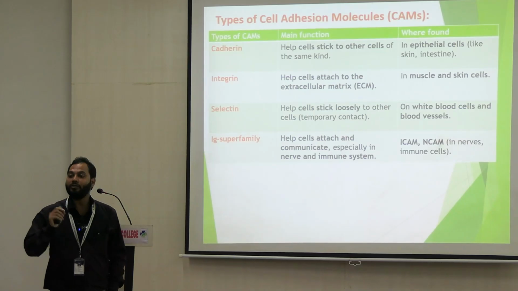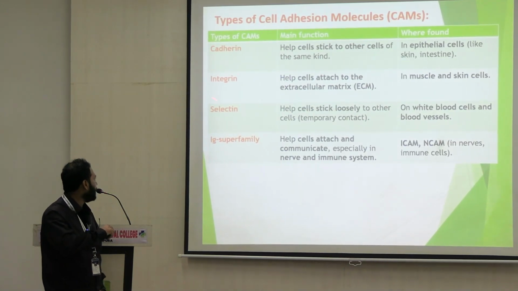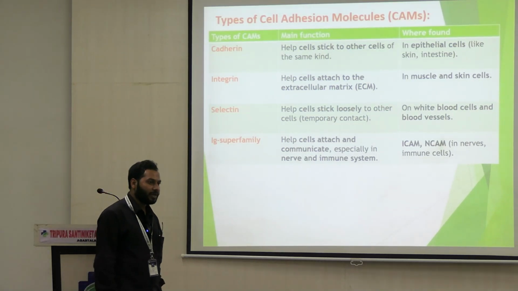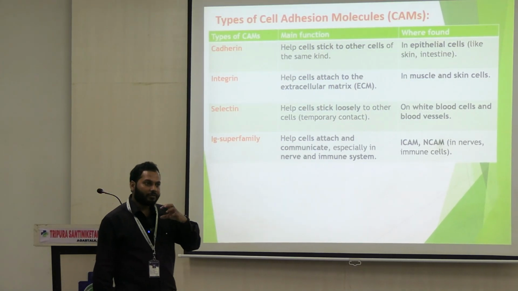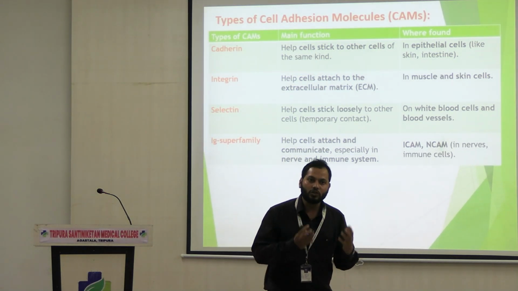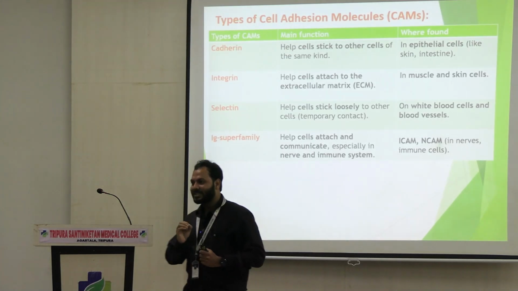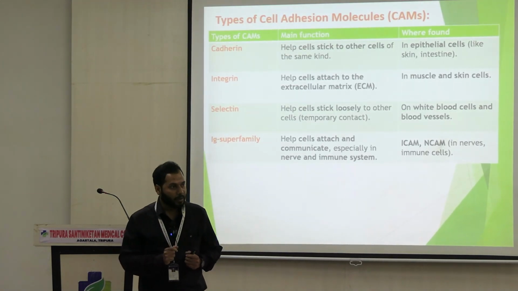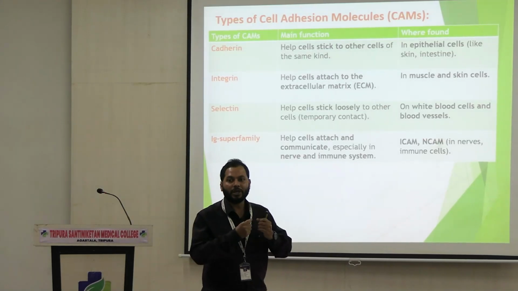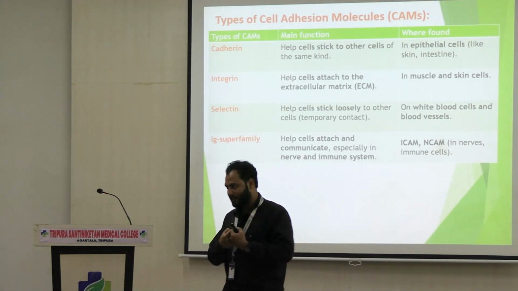There are mainly 4 different groups of cell adhesion molecules. So these are cadherin, integrin, selectin and the immunoglobulin superfamily. If you see the structural as well as the functional features of all those 4 different types, the features are a little bit different from one another, but the goal is the same: the formation of junctions between cell and cell, or cell and matrix, right?